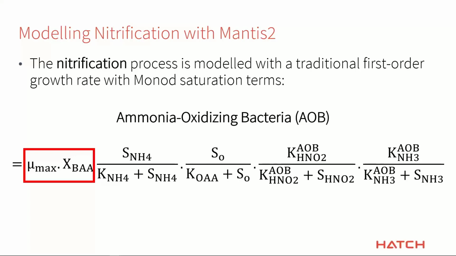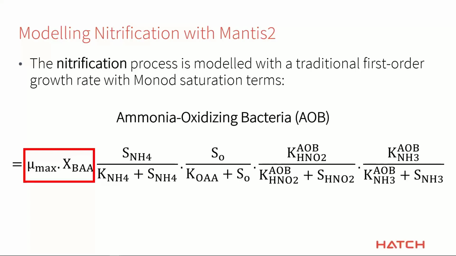So mu max is the growth rate for AOBs, and XBAA, that is the amount of biomass that you have in your reactor. So that means the more biomass you have, the more it's going to grow. And so that is one step in this process. We have an entire separate step for doing the decay so that we have that growth and decay methodology that's sort of a fundamental foundation of the ASM type modeling system.